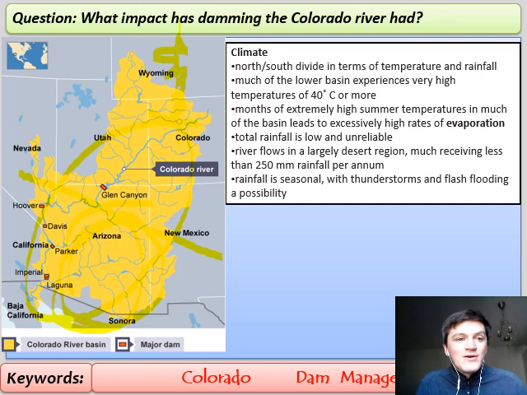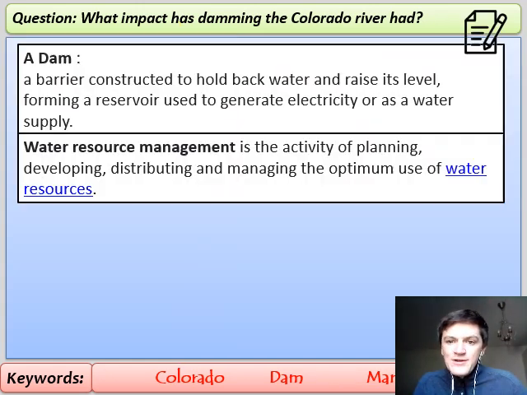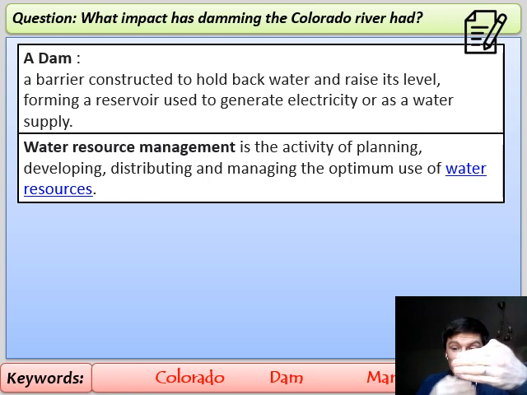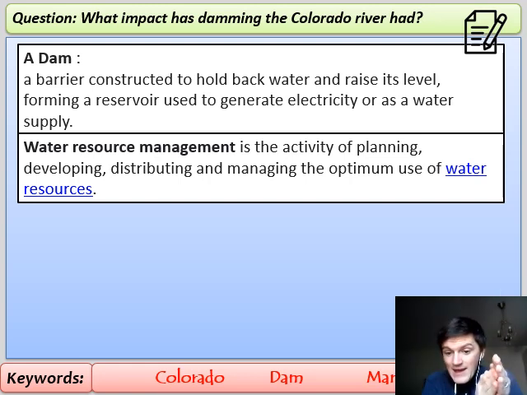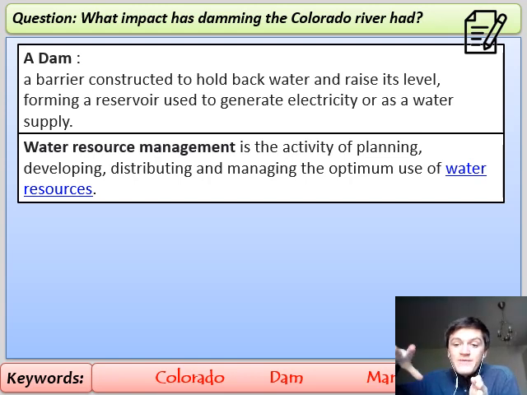So let's have a look at some key words and get them talked about. What I'd like you to do is, in your books, or on paper, or if you're typing, that's fine, write up the definitions for these two words. A dam. A dam is a barrier constructed to hold back water and raise its level, forming a reservoir used to generate electricity or as a water supply. So when you dam a river, you stop stuff moving down it. That means that behind the dam, you get a big backlog of water. And you can either use this for generating electricity or using the water as a supply. Often they do both.